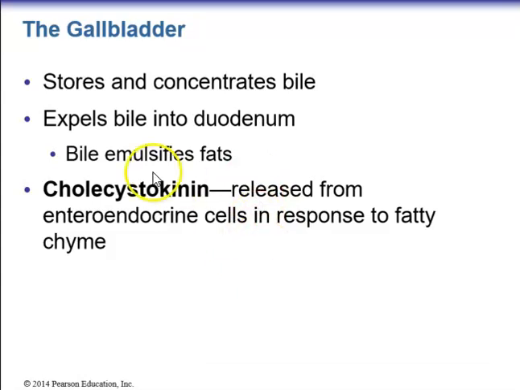The cystic duct leaves the gallbladder and meets up with the common hepatic duct to form the common bile duct. From the common bile duct, it will go into the head of the pancreas and then meet up with the main pancreatic duct to drain their secretions into the second part of the duodenum. Another hormone that is important is cholecystokinin. This is released from enteroendocrine cells in response to fatty chyme. So again, the gallbladder is a very important organ in the emulsification of fats.